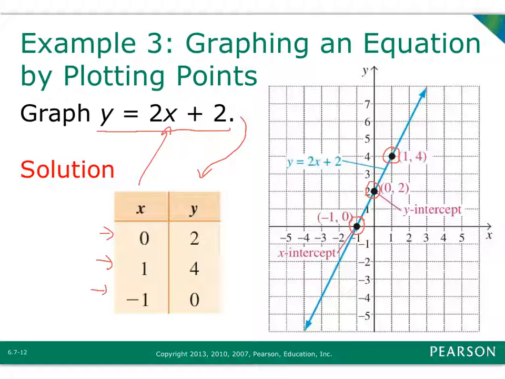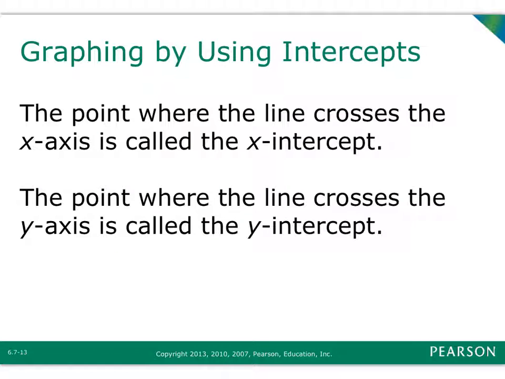There are two features here we want to discuss. One is when the line crosses the y-axis, like it does here at 0, 2, we call that point the y-intercept. When the line crosses the x-axis at -1, 0, we call that point the x-intercept. Hence, we can graph equations by using the intercepts.